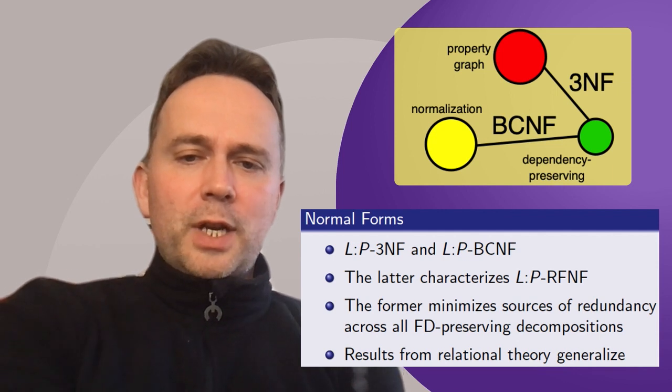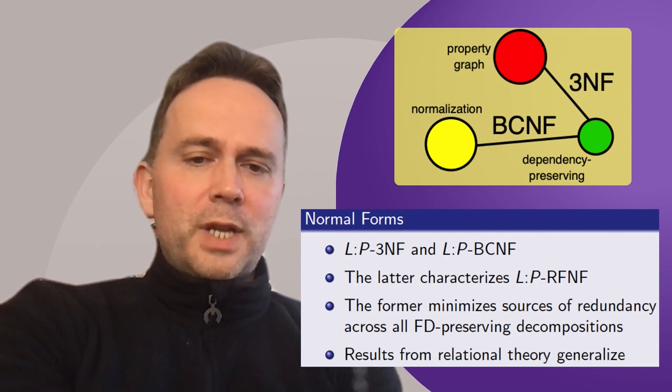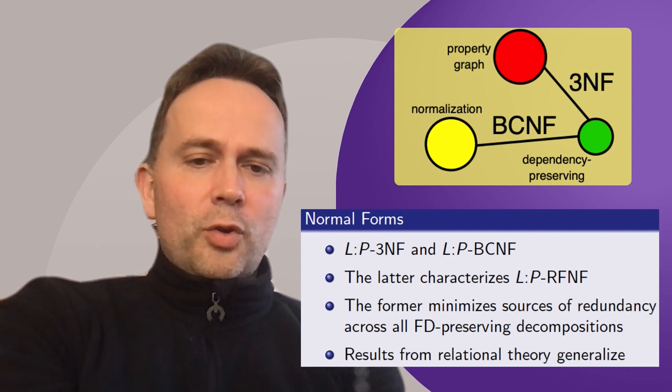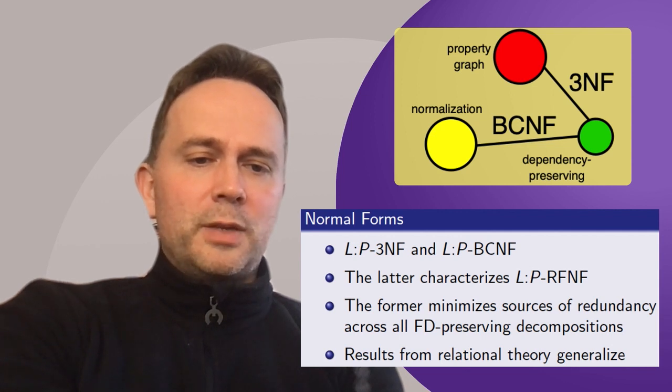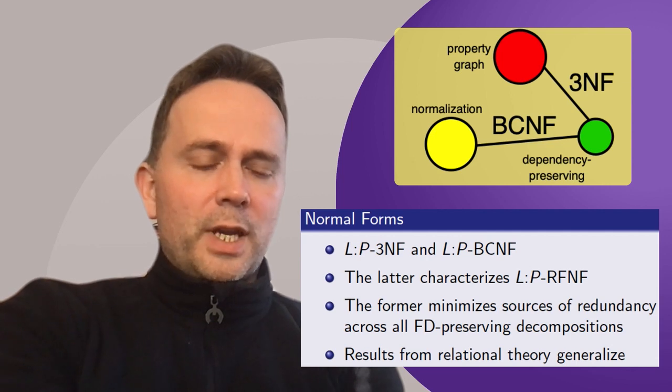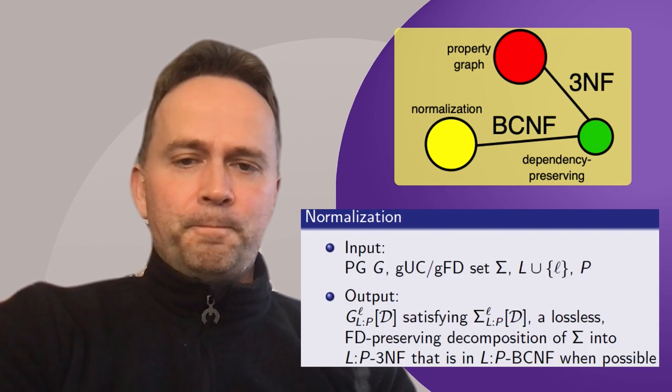We were able to generalize all the classical normal forms like third normal form and Boyce-Codd normal form and tailor them flexibly to a given set of labels and set of properties. The Boyce-Codd normal form, just like in the classical case, characterizes redundancy-free normal forms, whereas the third normal form minimizes the sources of data redundancy across all decompositions that preserve all the functional dependencies. So in fact, all the results from the relational theory can be generalized successfully.